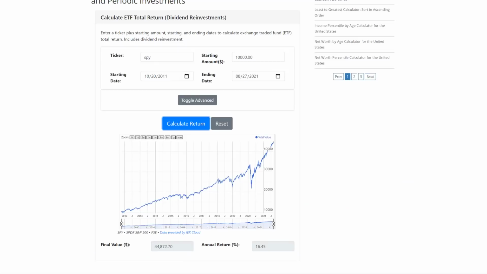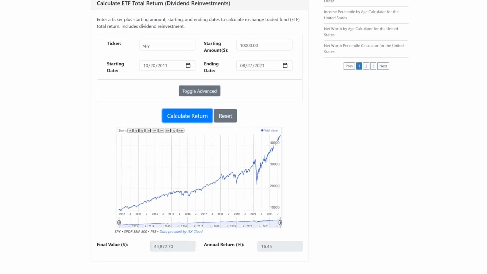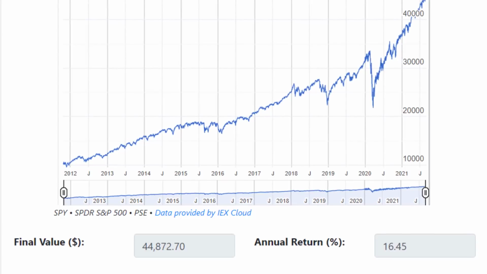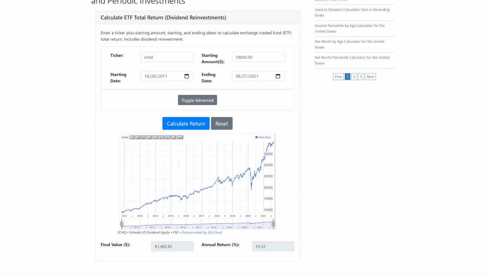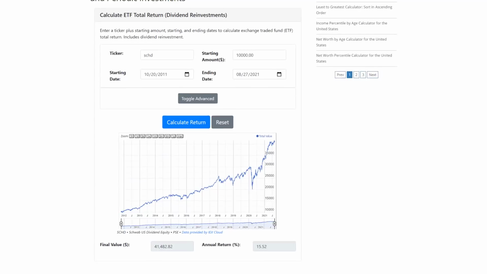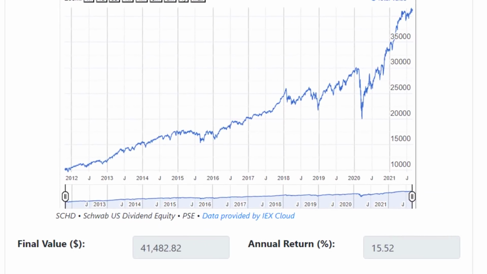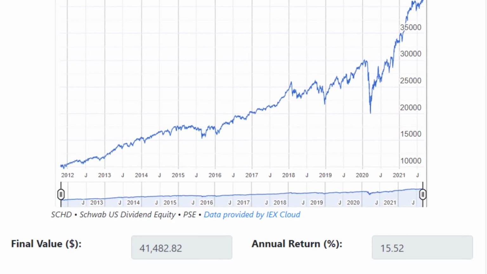Now, if we were to go all the way back to the inception of SCHD at the end of 2011, and look at the historical performance of the S&P 500, we can see that we've gotten an annualized rate of return of just over 16%, so almost 16.5%. When comparing that with SCHD, you can see that SCHD, since its inception, has had an annualized rate of return of 15.5%. So just lagging the S&P 500 by 1%. In my opinion, as a dividend-focused investor, I believe that this is a very, very strong, high-performing ETF with comparable long-term results with the S&P 500.